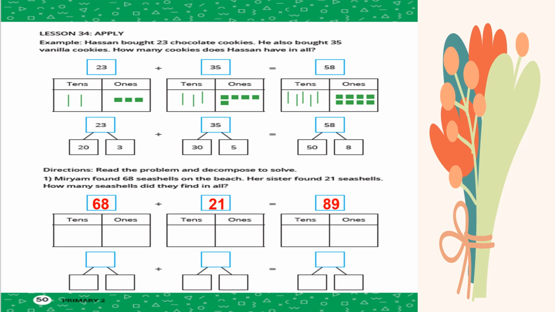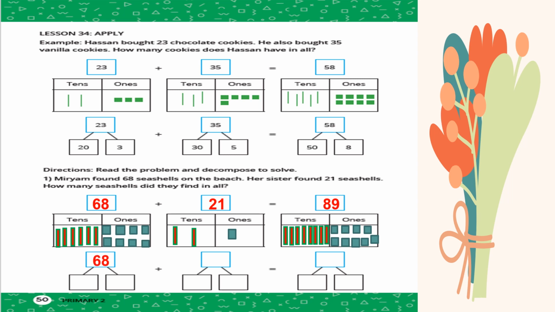So 89. Let's draw our sticks and small squares. 68. How many sticks? 6. So we will draw 6 sticks. How many small squares? 8. So we will draw 8 small squares. 21. How many sticks? 2. How many small squares? 1. 89. How many sticks? 8. How many small squares? 9.